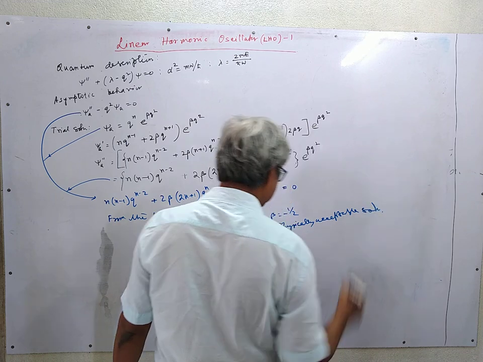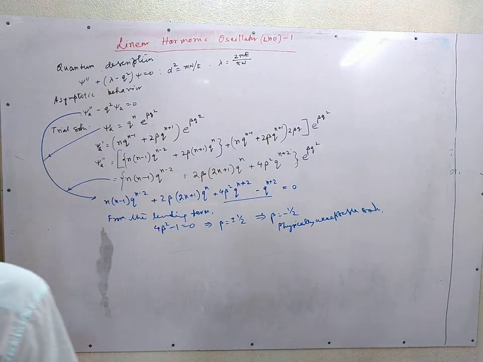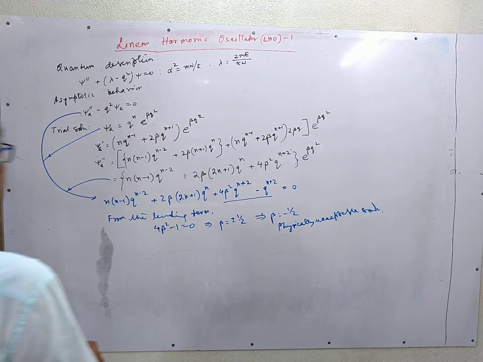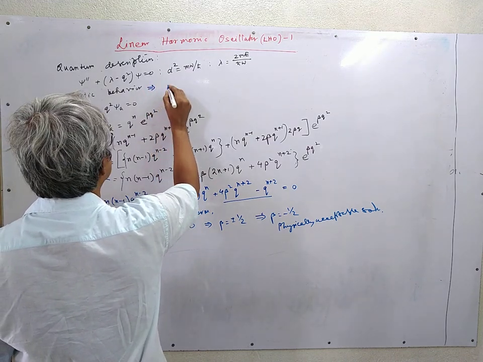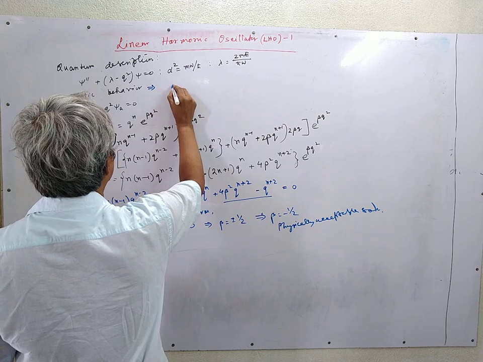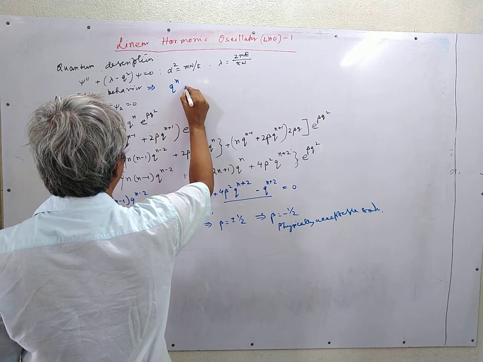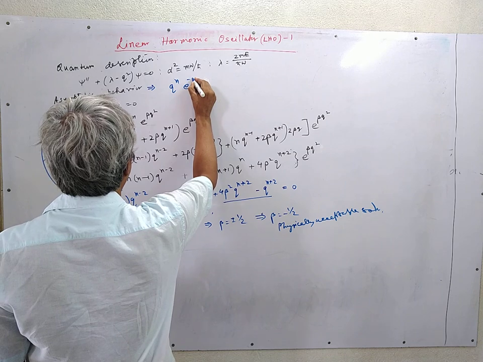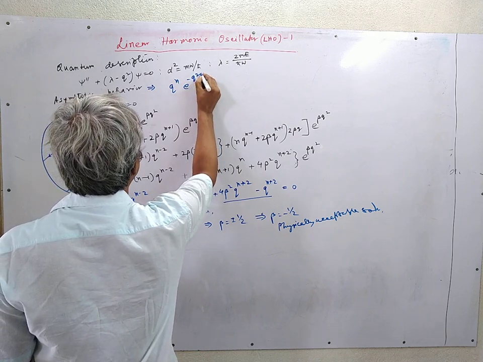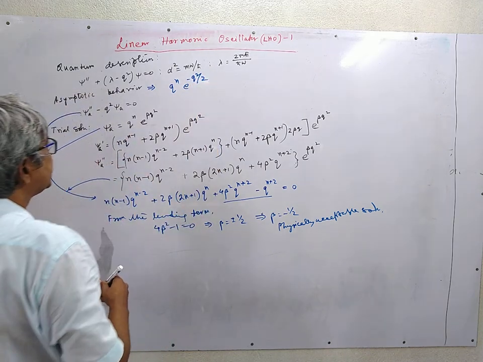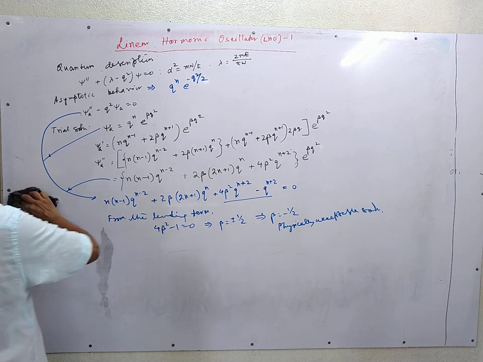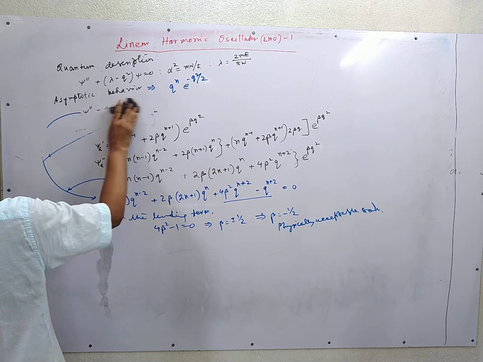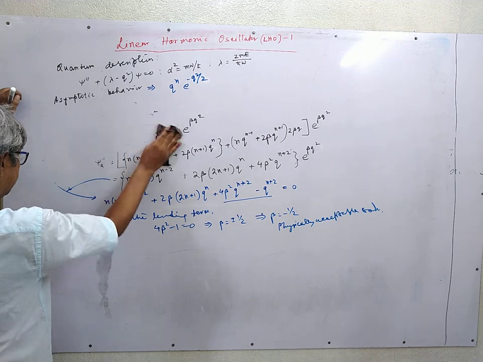This is the physically acceptable solution. So we get from this that the wave function behaves as q to the power n e to the power minus q square by 2. This is the lesson that we have learned from the analysis of the asymptotic solution. So we now write the solution of the original equation, not the asymptotic equation.